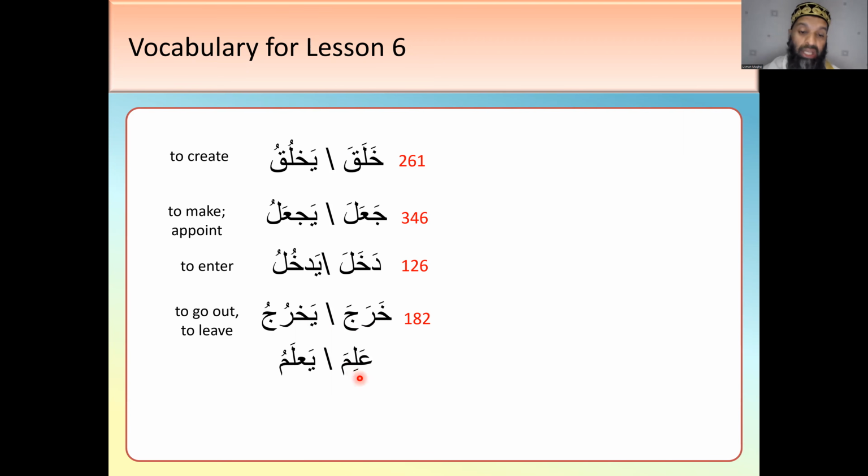Alima ya'lamu. Something to do with ilm, knowledge. Alim comes from there. Ma'lum comes from there. Ulama comes from there. To know. 854. Look at that.